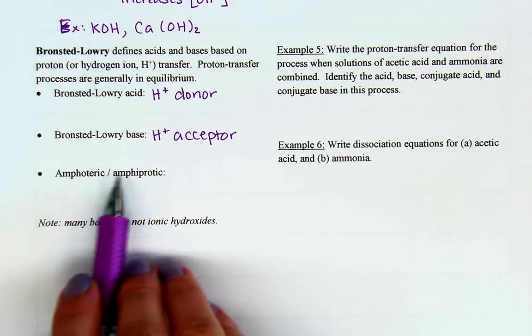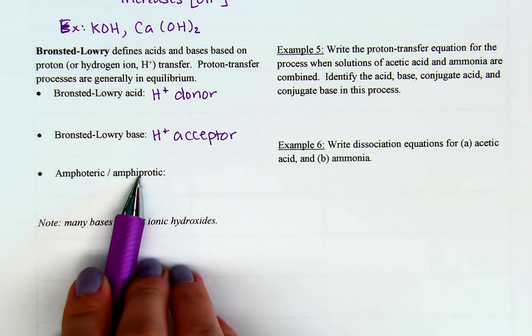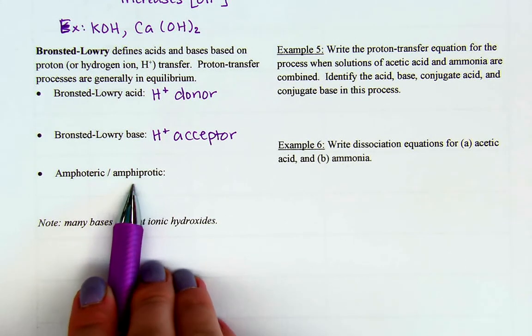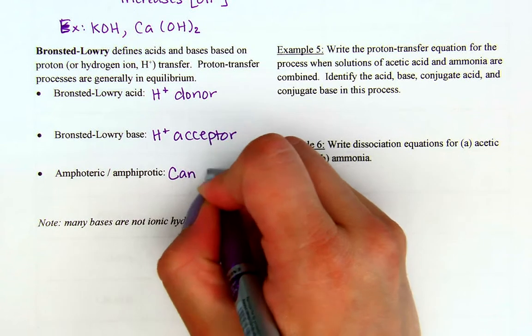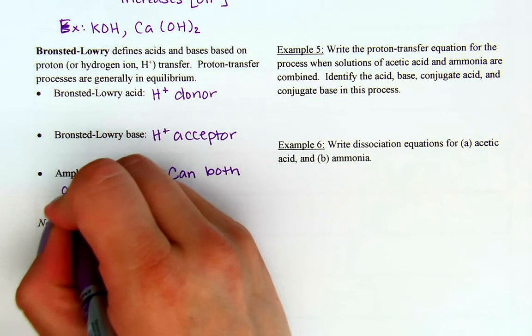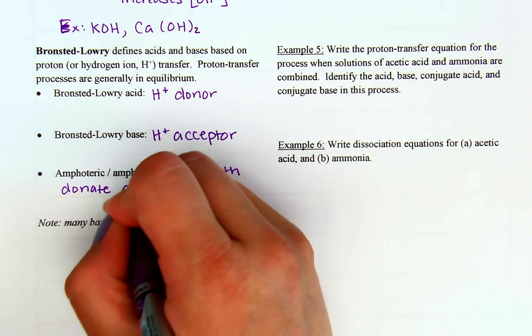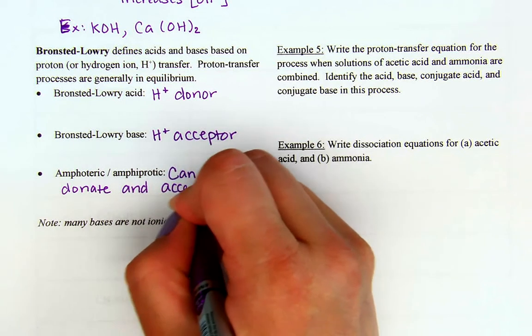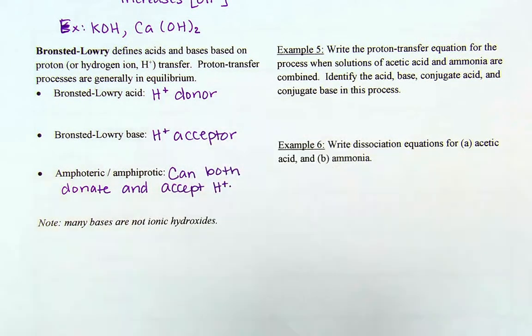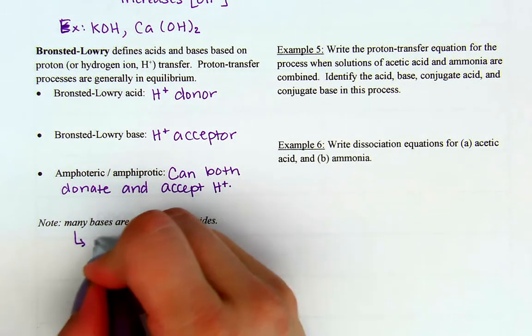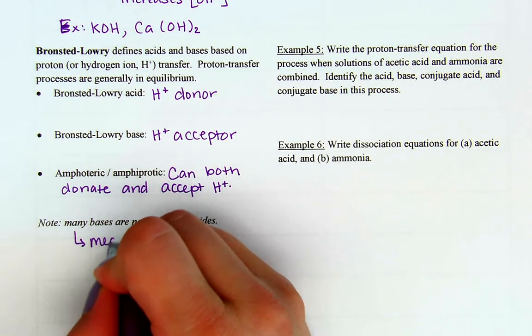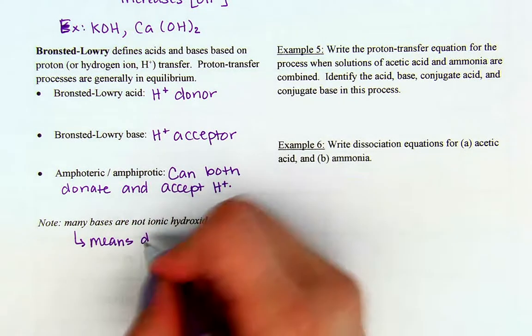Something that is amphoteric or amphiprotic means it can do both. So water is a good example of this. Water can either accept an H+, or it can give off an H+. So it can act as an acid or a base. So it can both donate and accept H+. Okay, so many bases here. Note, many bases are not ionic hydroxides. And that's just like what we said before. That means they don't dissociate into hydroxide.